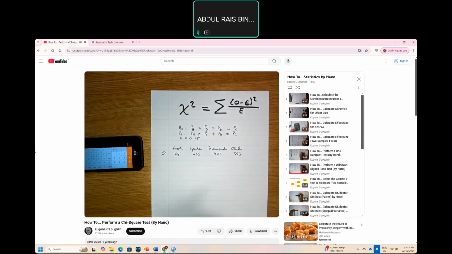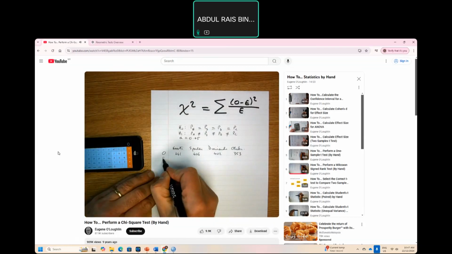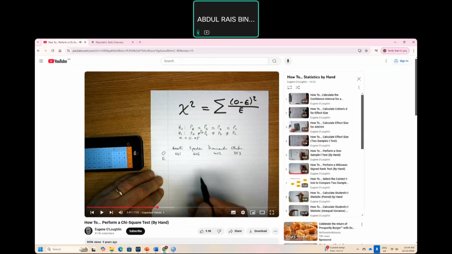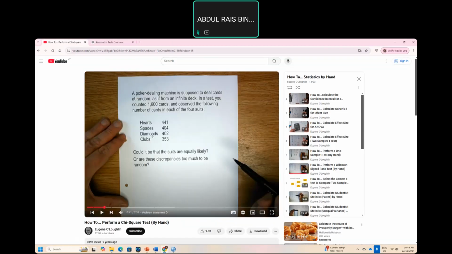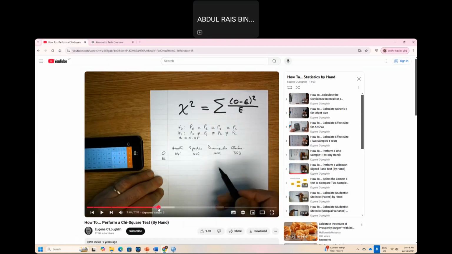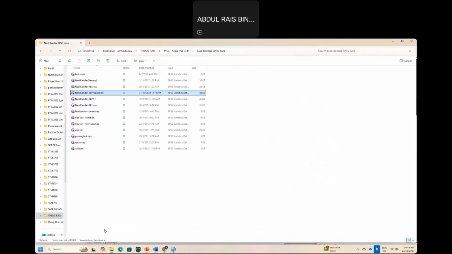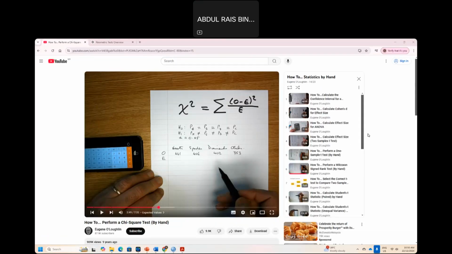And next we have to put in our expected values. So that's going to be designated with an E. So observed value kita dah ada kat sini berdasarkan nilai yang ini, heart, spades, diamonds and clubs. Okay, let's see the professor's calculation first and reflect back apa yang ada dalam extra note saya.